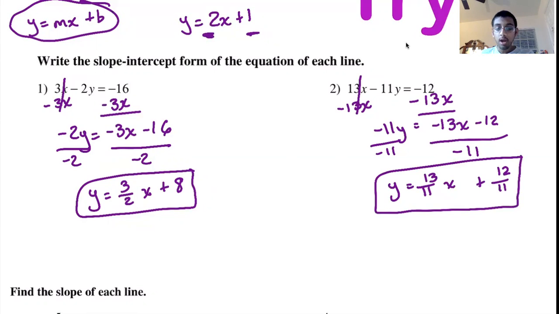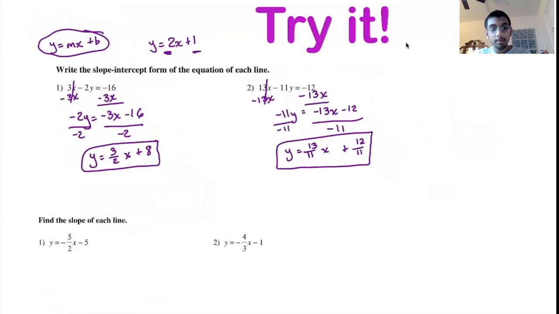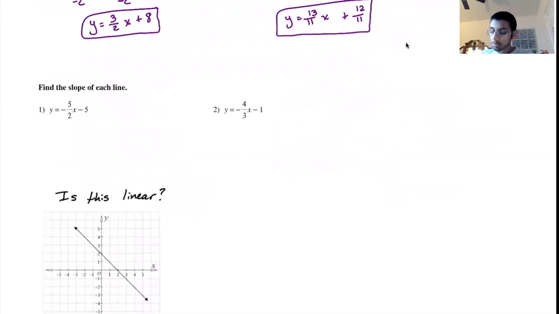So if you didn't get those right, don't worry. It's kind of complicated, but if you do some practice problems like this, you'll be fine. Let's go to our next ones. These ones are pretty straightforward.